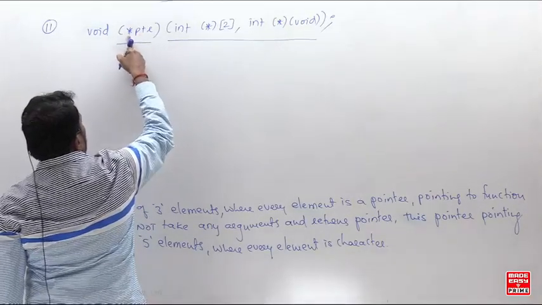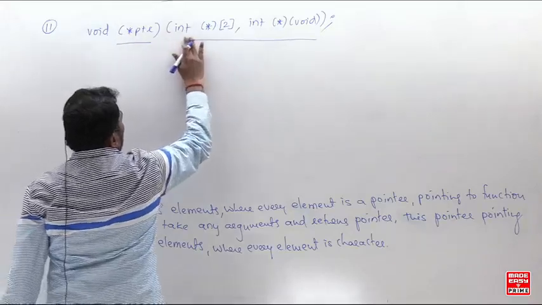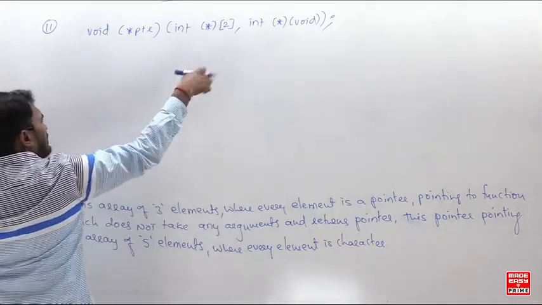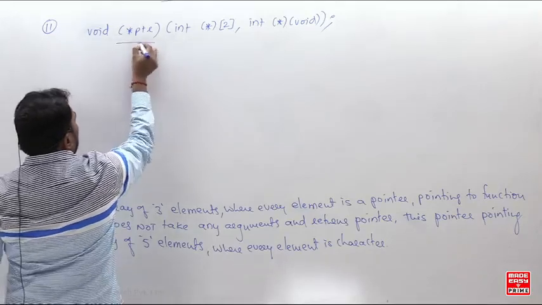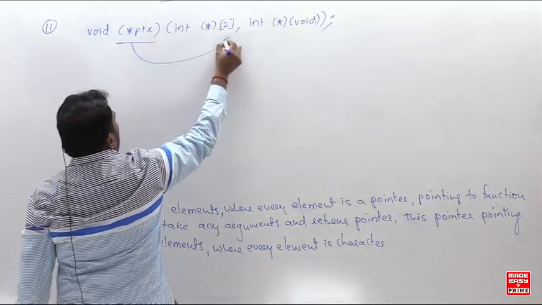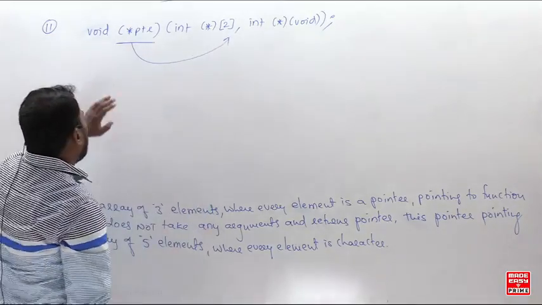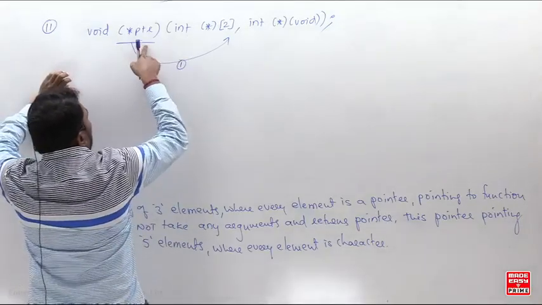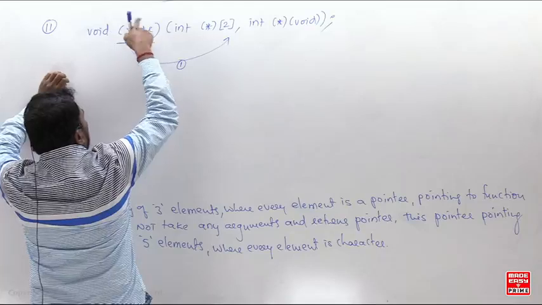PTR is a pointer, PTR is a pointer to function, okay, simple. Understand here, nothing is there in this, it is a simple one only, the previous one I used here. So PTR is a pointer, a pointer to a function, simple. This bracket you have to read first.